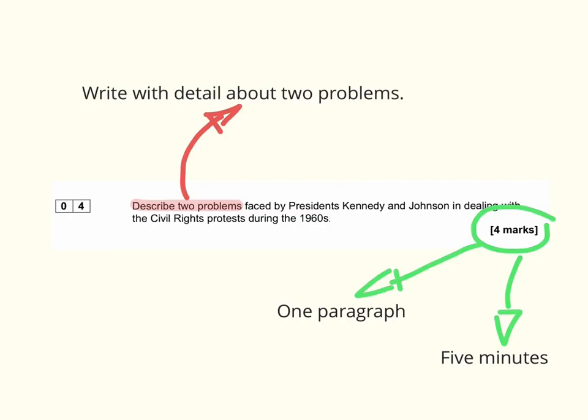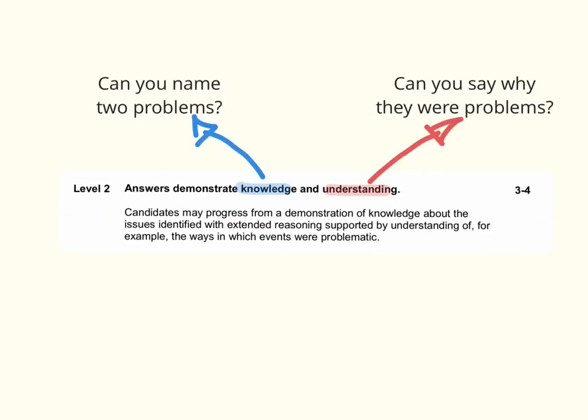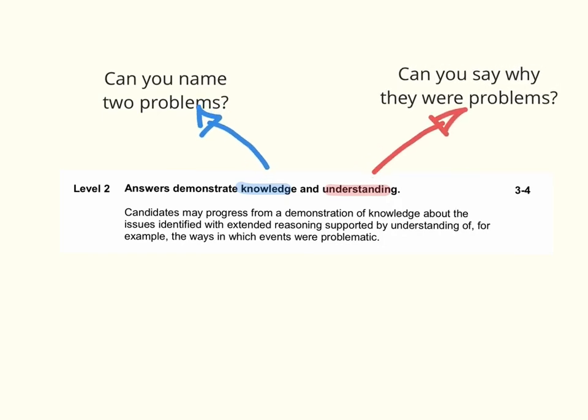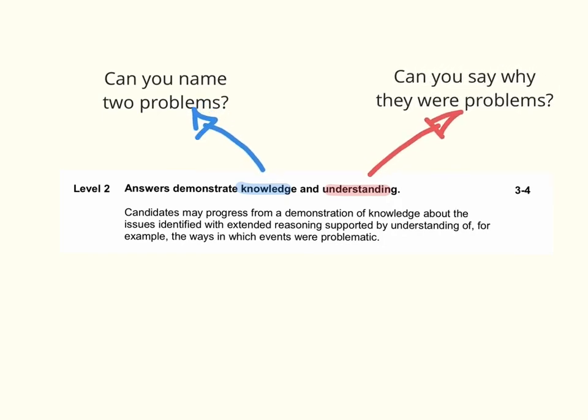So, the start of the question will always say describe two problems. That means that you need to write with detail about two problems. As you can see in the mark scheme, it wants knowledge and understanding. So you show knowledge by naming two problems, and you show your understanding by saying why they are problems.